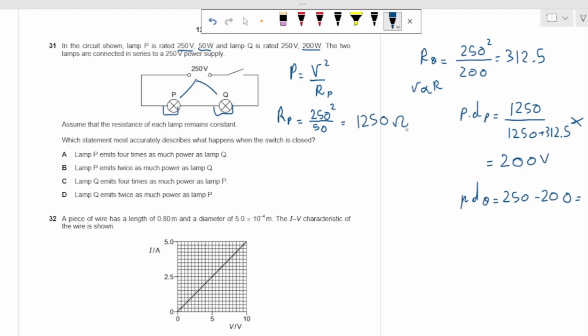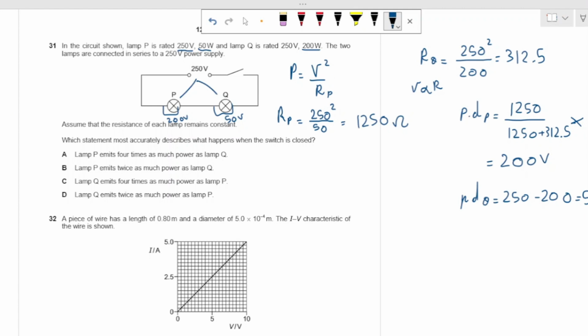So 250 minus 200 would give us 50 volts across it. So we know that there is 50 volts passing across Q, and we have 200 volts passing across the lamp P. What's the next step? The next step is now to calculate the new power for each of these.